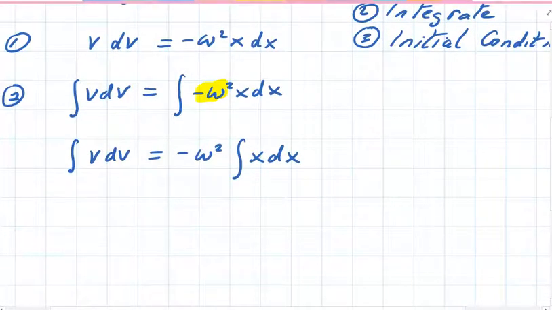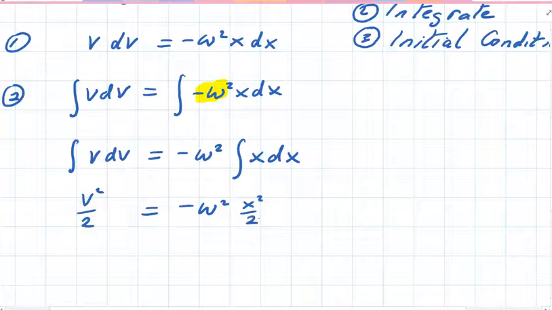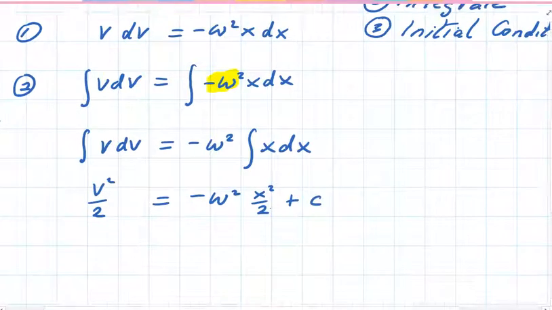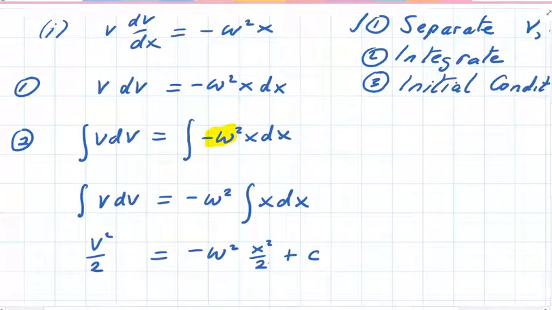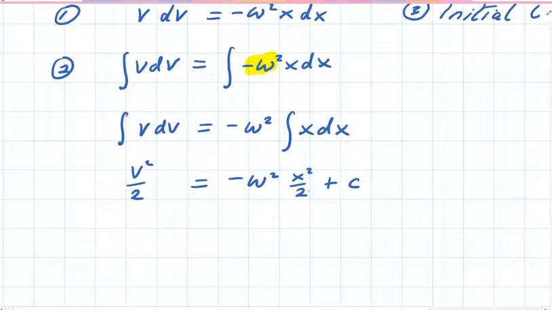From the rules of integration, the left-hand side becomes v squared over 2. You increase the power by 1, divide by the new power. Minus omega squared stays as it is. And x, the same rule, increase the power, divide by the new power, so it becomes x squared over 2. And don't forget plus the constant of integration. That's step 2 done. Separate is step 1, step 2 is integrate, and now step 3 is initial conditions, ICs for short.